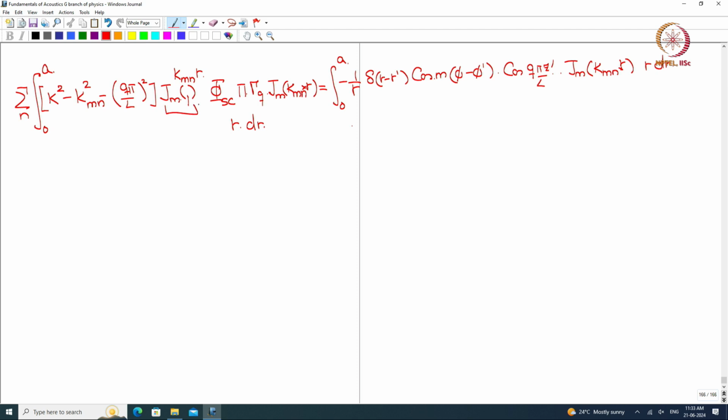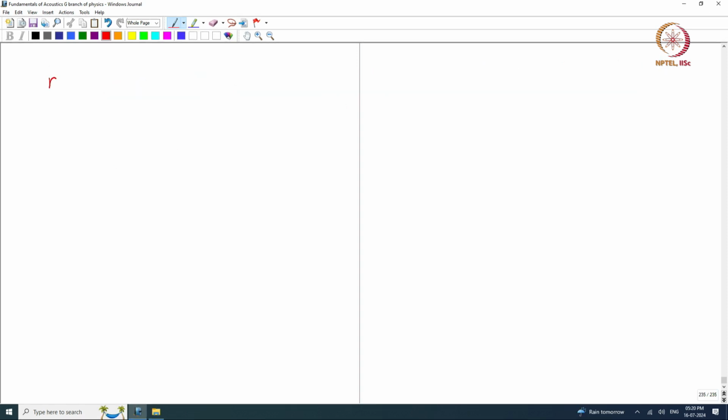So, this comes in and here. So, what do I get? I get the orthogonality condition for the Bessel function. The n index also goes now.